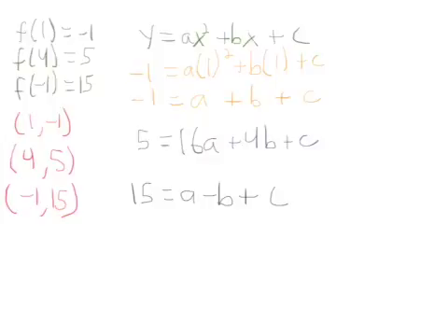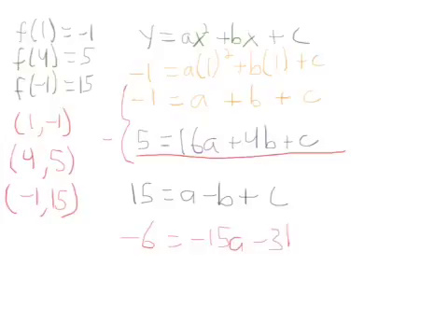If I look at the first 2 equations that I have created and try to solve for one of the variables, c would be an easy one to solve for. If I subtract the 2 equations, the c's will cancel out, and I'm left with an a and b. So when I subtract these, I get negative 6 equals negative 15a minus 3b, and then the c's cancel.